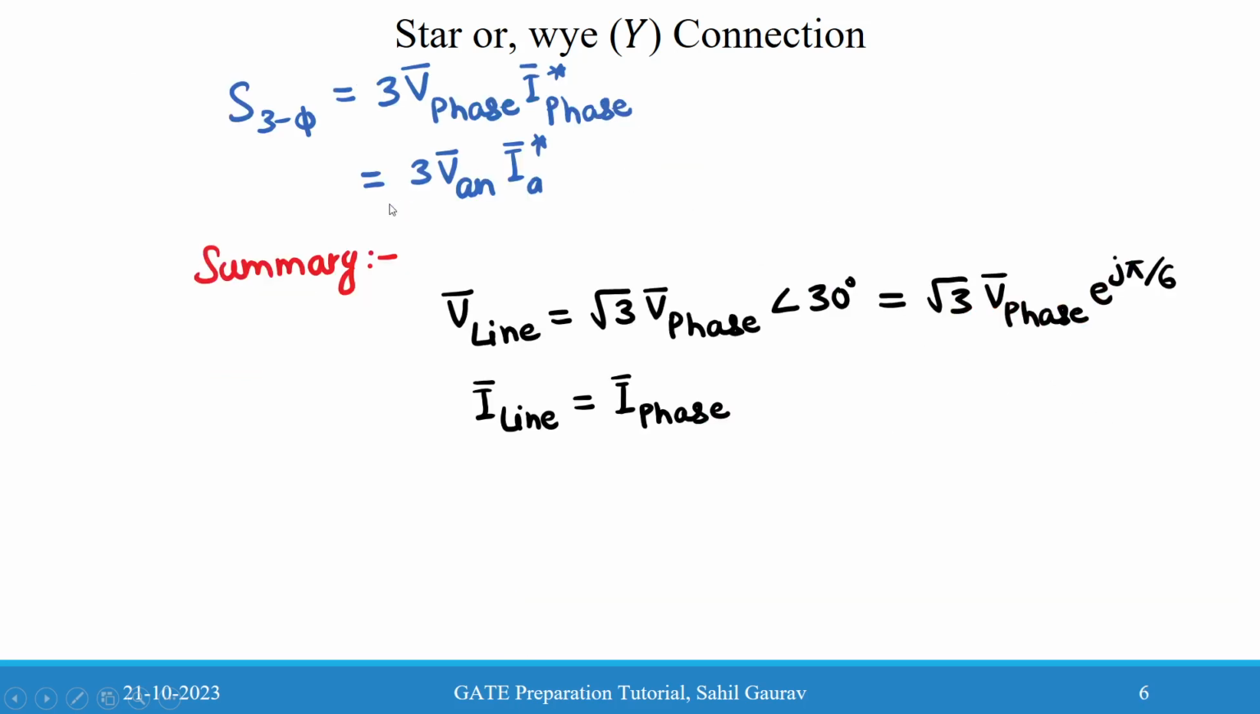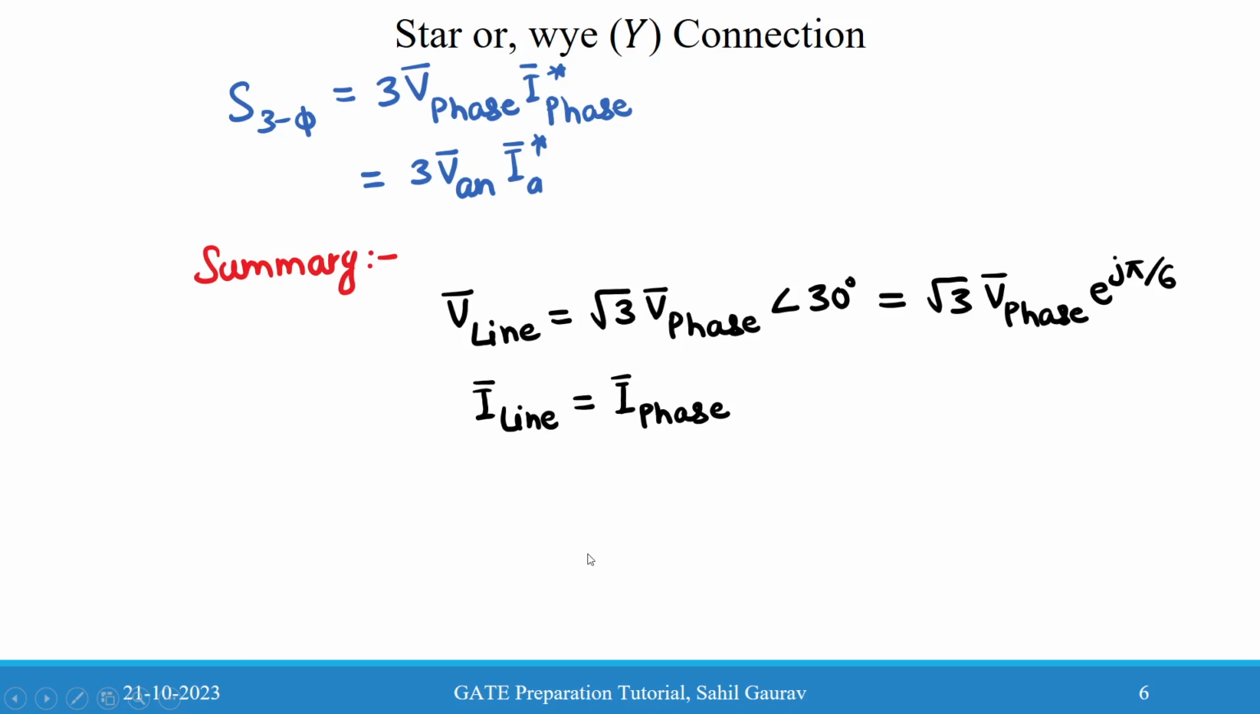Now if you want to find the three phase apparent power, you will get three times V phase into I phase star. V phase is VAN and I is IA star. You can take any phase quantity here. Therefore, in summary, for a star connection, the line voltage is root 3 times the phase voltage and leading by 30 degrees, and the line current is equal to the phase current. This is an important point for a star connected system.